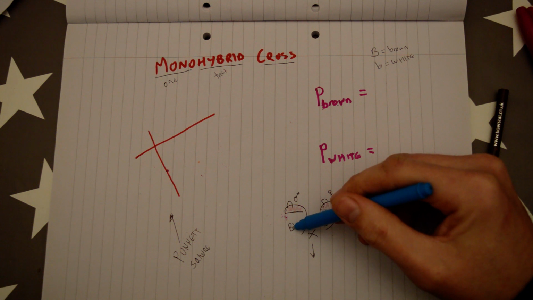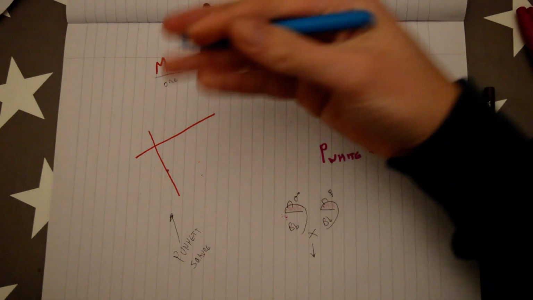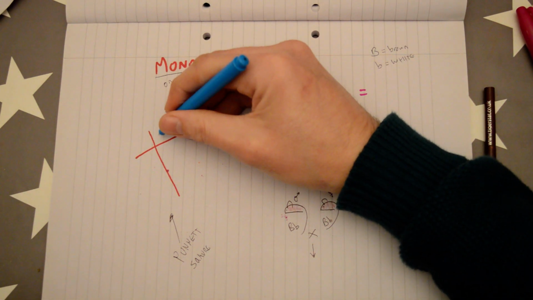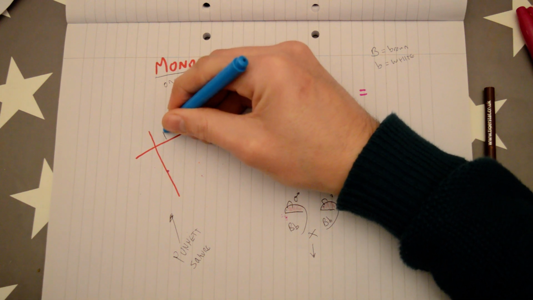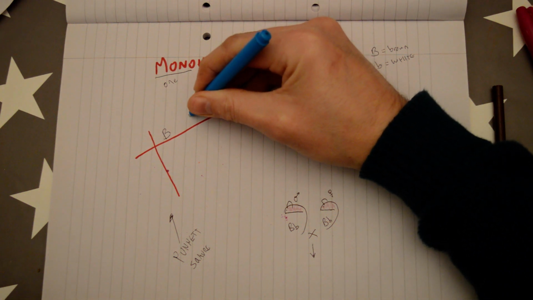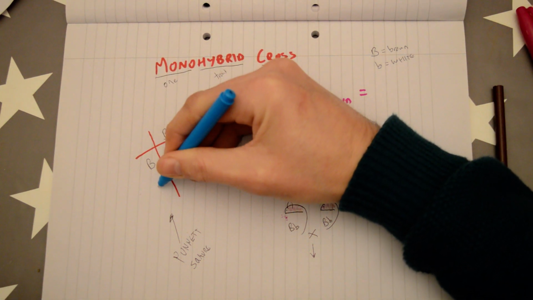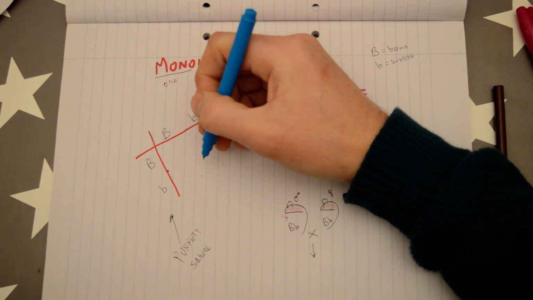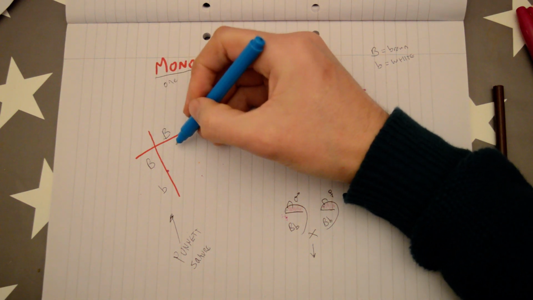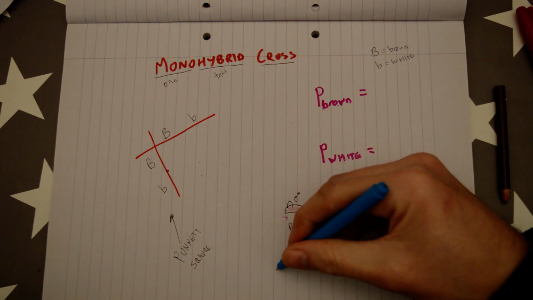In sexual reproduction, the father will give one copy of the gene to the offspring, the mother will give one copy of the gene to the offspring, so each offspring ends up with two copies. So father passing on B for brown, father passing on lowercase b for white, and we'll put the mother in this column. Okay, so what we're looking at here is, let's say there's 4 offspring.